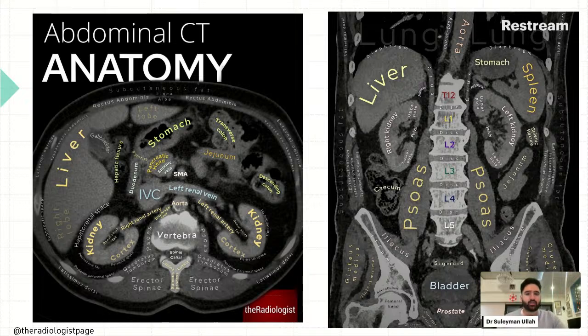But as you can see here, you've got an axial slice on the left and then a coronal slice on the right. This is from a CT scan. I won't go too much into it, but I'm just trying to show a labeled picture of the anatomy so you can have a look at the scans that are later on and have a better understanding of what's going on.